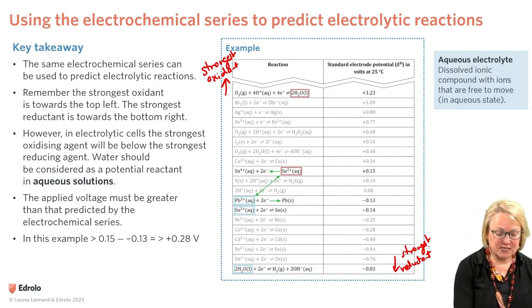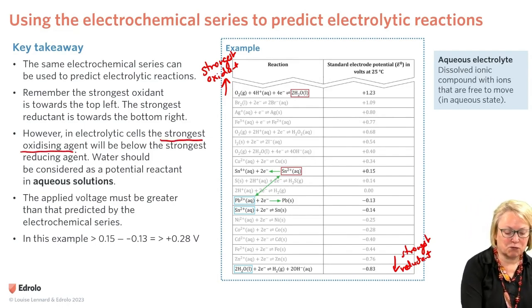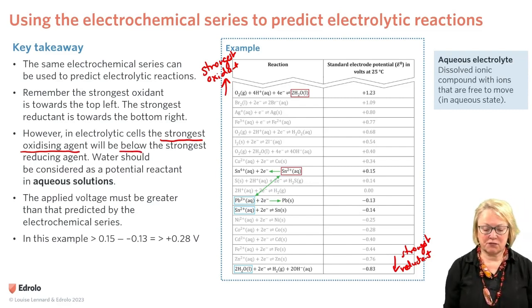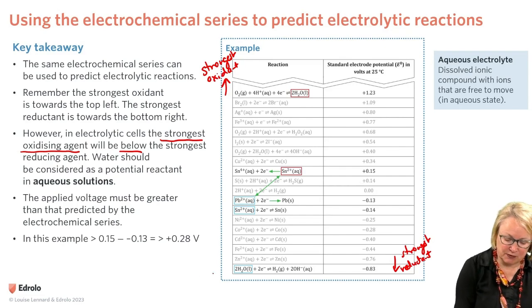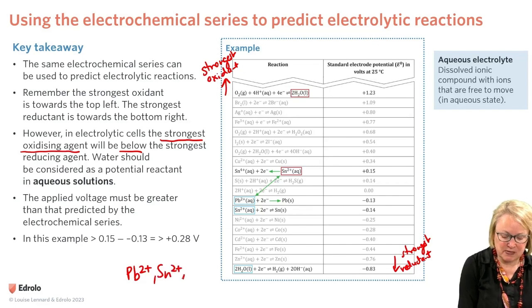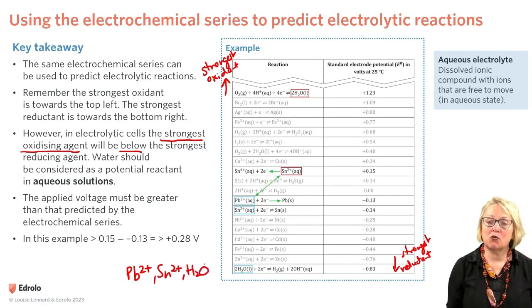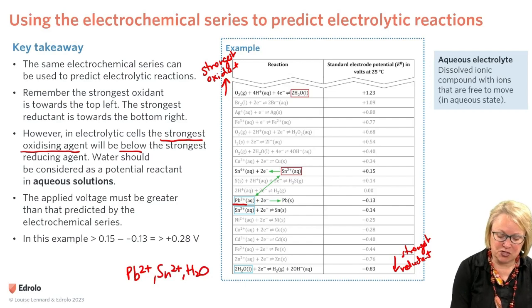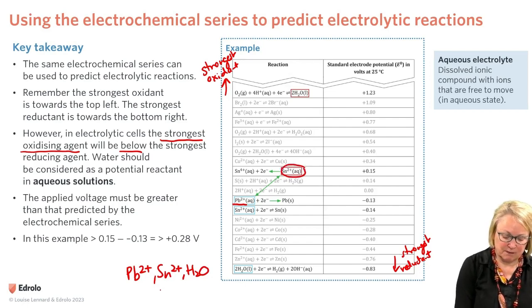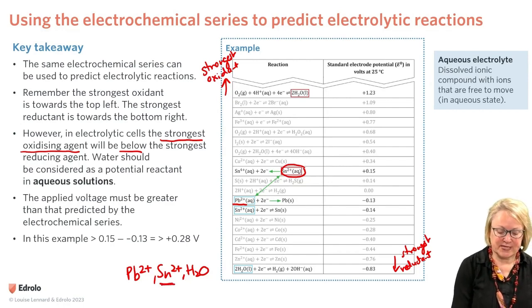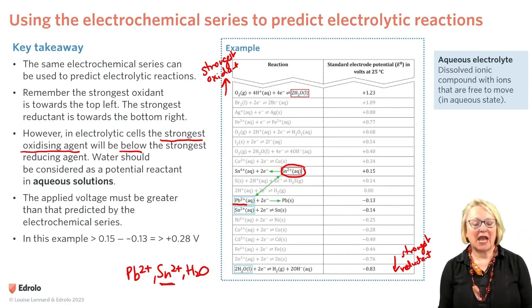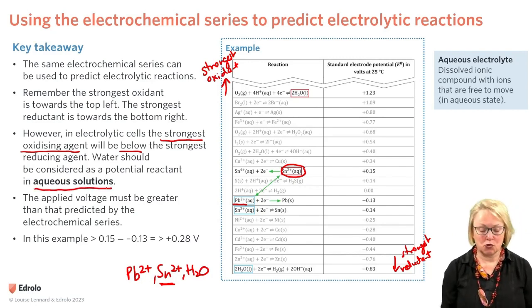However, in electrolytic cells, the strongest oxidizing agent will be below the strongest reducing agent. So in this example, where the species that we have are Pb2+, Sn2+, and water, and we consider water to be an oxidant and reductant as well. So the strongest oxidant in this case is our Pb2+, but it's below the strongest reducing agent, which is our Sn2+, which is here. And anytime we've got an aqueous solution, we want to consider water.